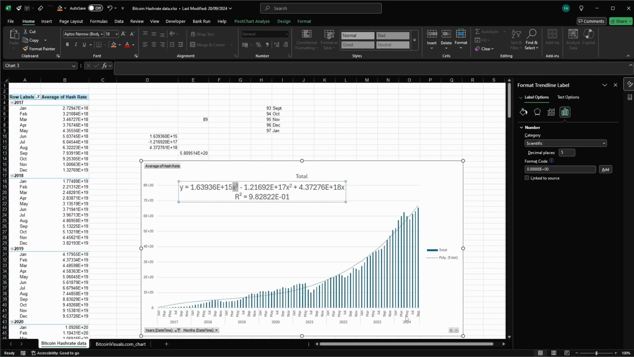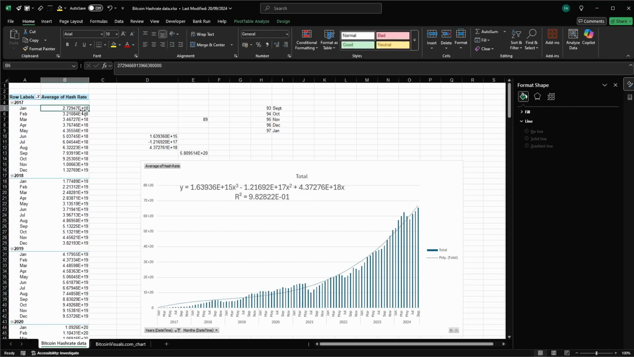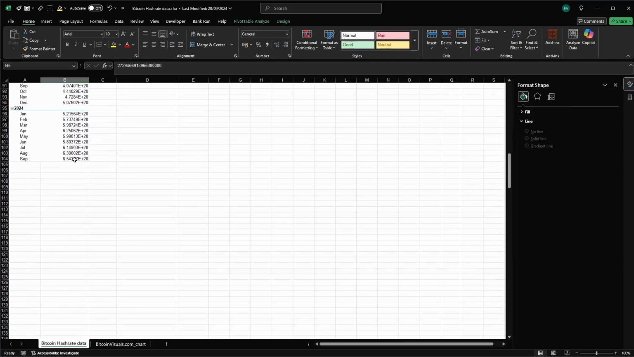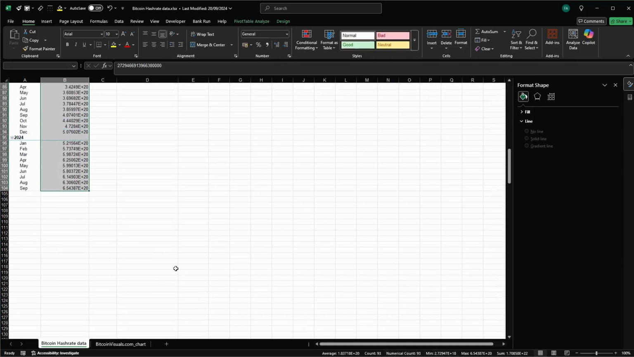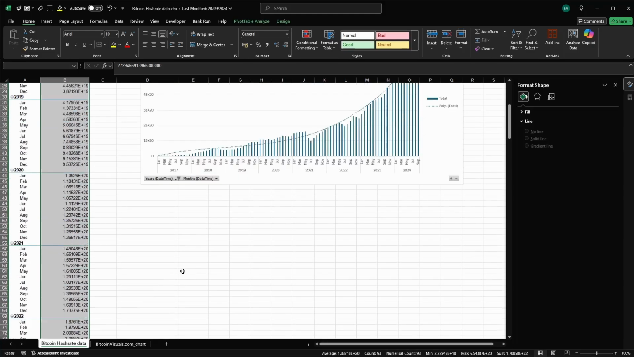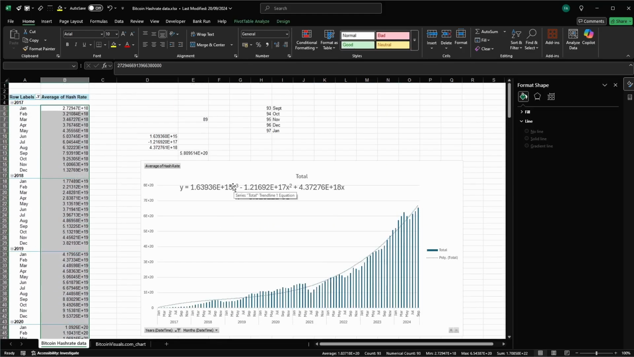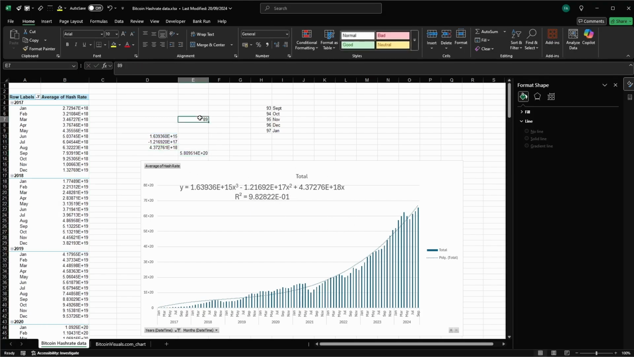And if I want to get the value for September 2024, I have to translate the x into the number of the period. In this case, if I select all the periods, from here to here, we have 93 periods. So if I substitute x by 93 and make the calculation, it's going to give 6.72, which is more or less where we are, right?